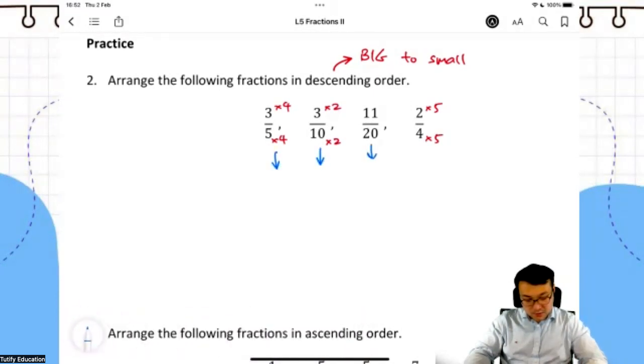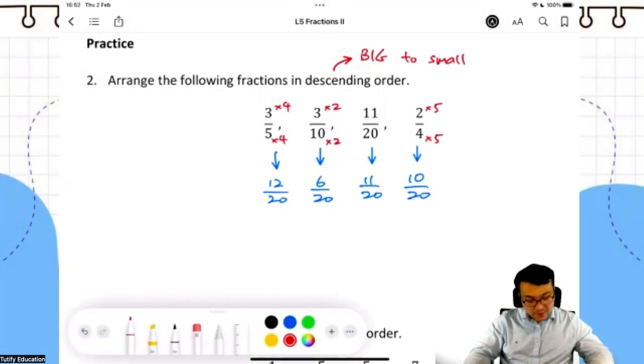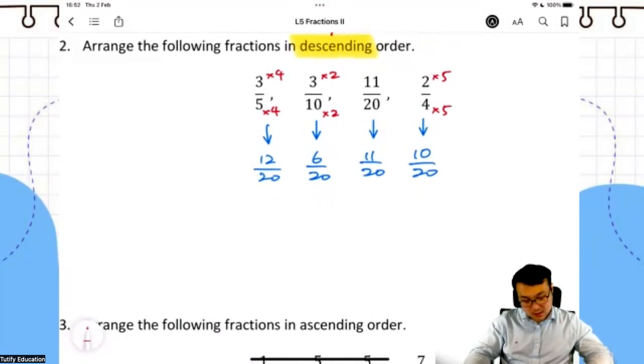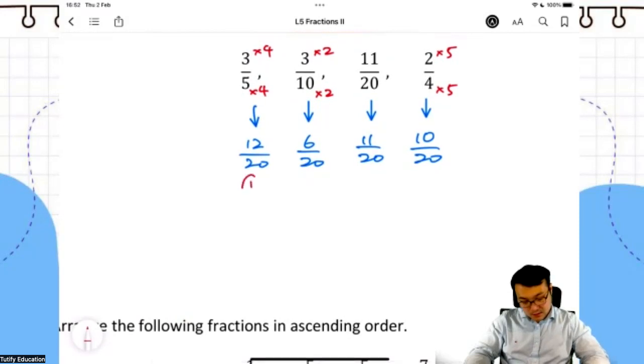And below those arrows, we're going to get the new fractions, okay? So let's start with the first one. What are we going to get? 12 over 20. Next. 6 over 20. 11 over 20, and 10 over 20. All right. So let's rank them from biggest to smallest, because they want it in descending order. Which one is the biggest? 12 over 20, then 11 over 20, then 10 over 20, then 6 over 20.